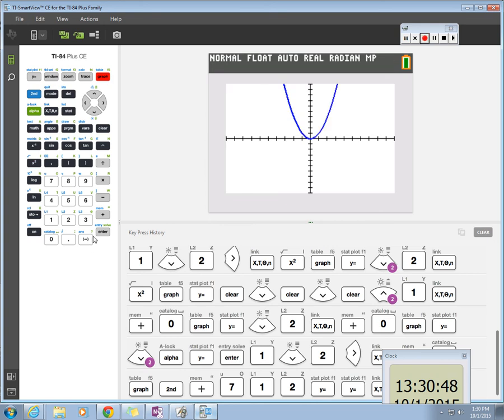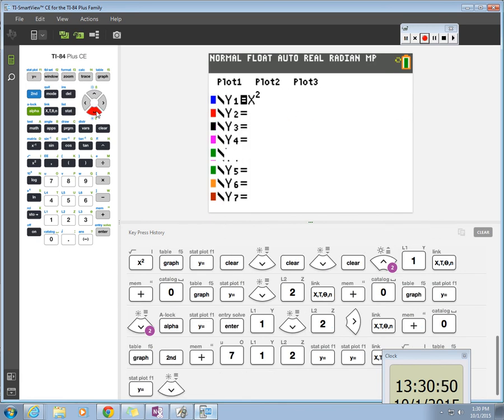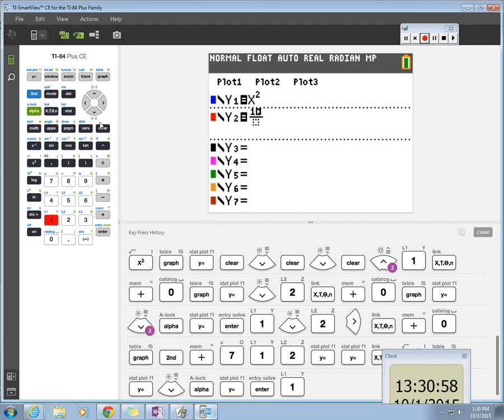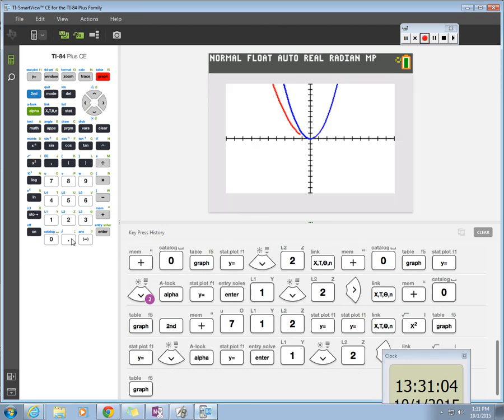Okay, so that's just a parabola. That's just y equals x squared. Now, if I go and I graph a second parabola, but I put a 1/2 in front of it, alpha y equals to get to the n over d button. And then instead of 1, I'm going to put a 1/2 in front of the x squared. Let's see what that 1/2 does to it. It makes it less steep. See how this red line is less steep than the blue one? That's also called a shrink.